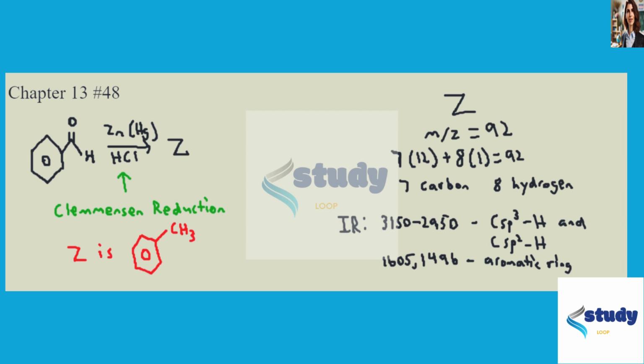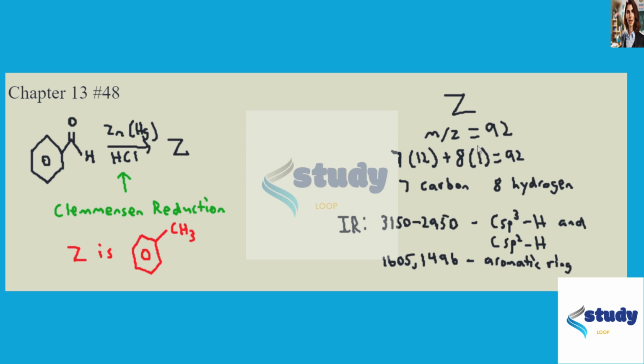So when I first looked at this problem, that was how I got to this answer down here. I've written the answer in red. So Z is just toluene. And so I got that answer by saying these are Clemmensen reduction conditions. Therefore, they're going to reduce away the aldehyde and leave you with just the methyl group there.